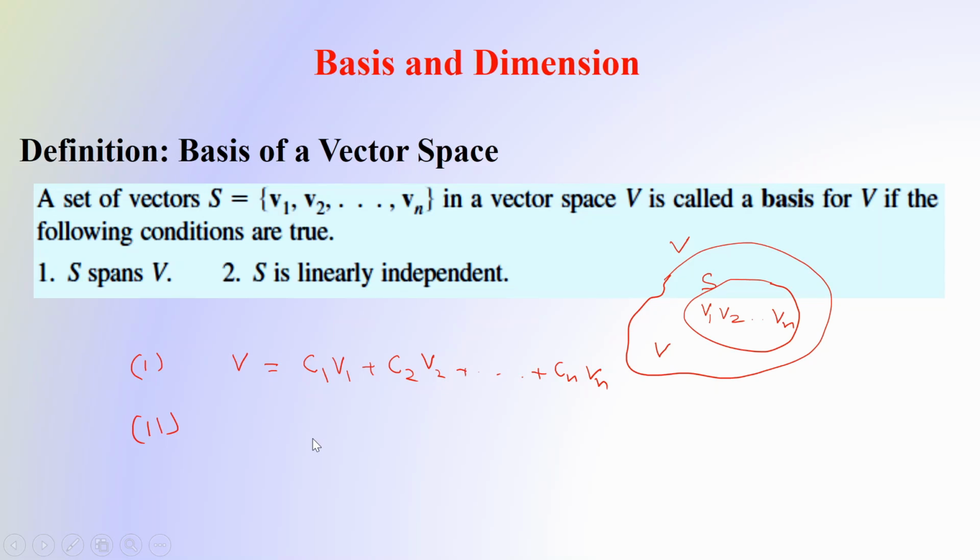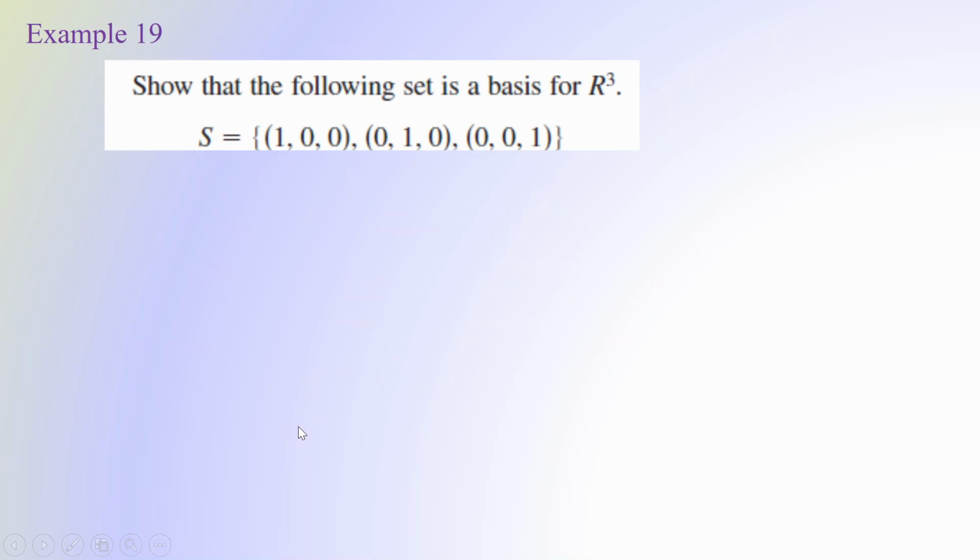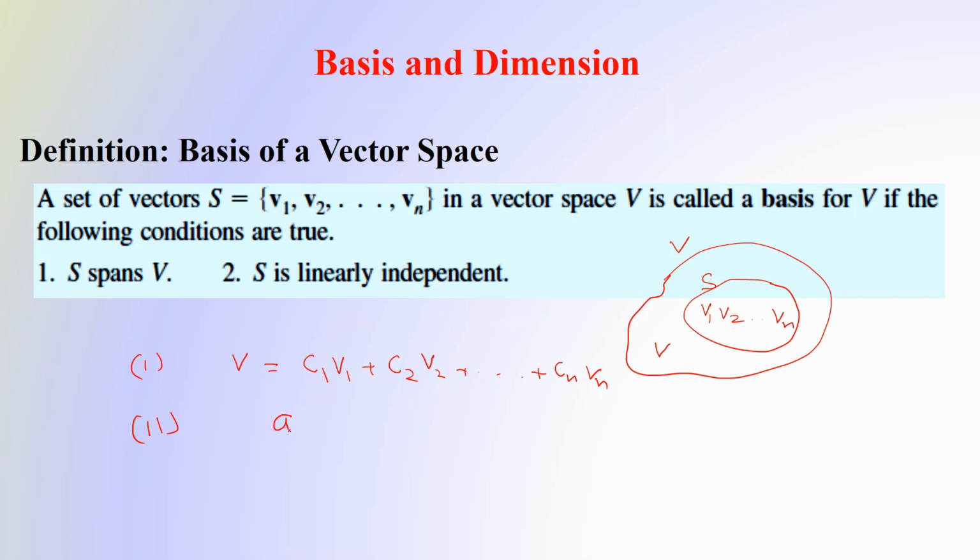S is linearly independent. That means if you take a linear combination of the vectors in S and it is equal to 0, then all coefficients should be equal to 0. That is, if A1 V1 plus A2 V2 and so on up to An Vn is equal to 0, all the coefficients A1, A2, up to An should be equal to 0. If these two properties hold, we call the subset S of the vector space V a basis for V. Two properties: S spans V and S is linearly independent.